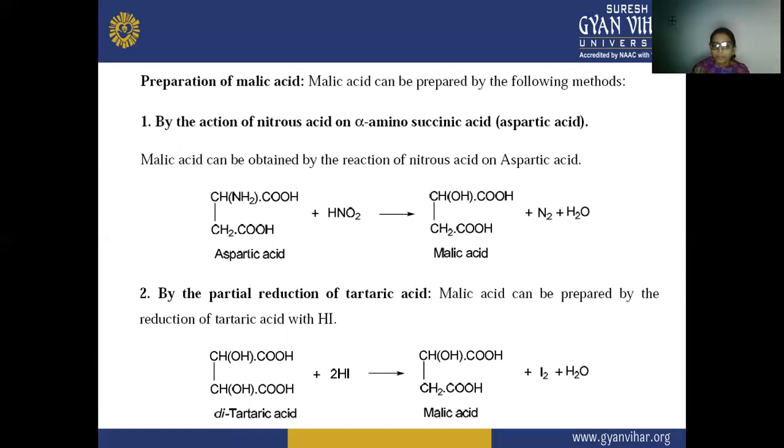The second reaction is the partial reduction of tartaric acid. Malic acid can be prepared by the reduction of tartaric acid with hydrogen iodide. This is tartaric acid, and it is reduced in the presence of hydrogen iodide. There is a formation of this.